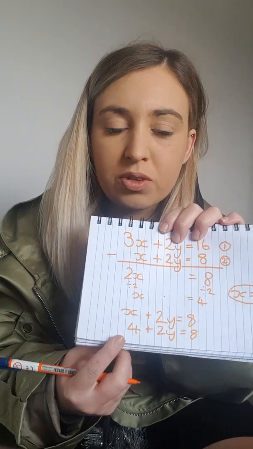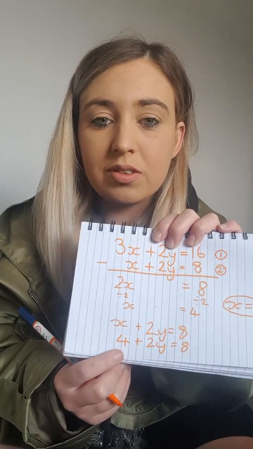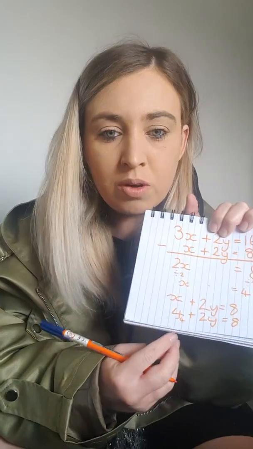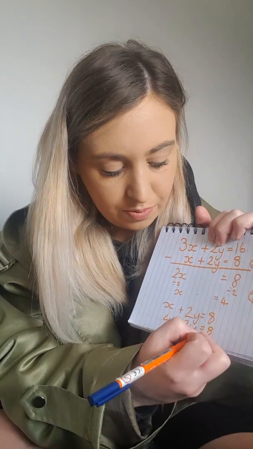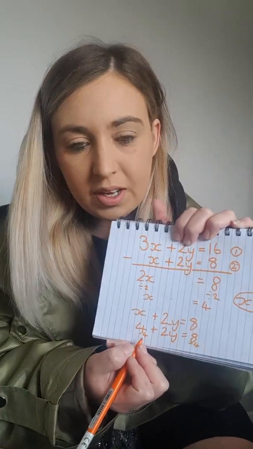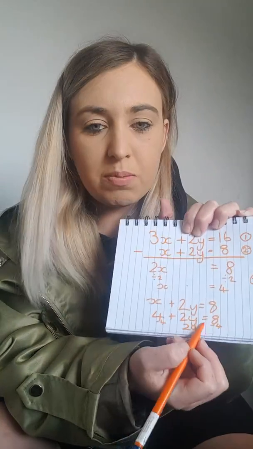So firstly, we must get rid of this 4 by doing the inverse of the positive 4, which is to take away 4. And remember, whatever we do to one side, we must always do to the other side. So those 4's will eliminate. We'll still be left with 2y on this side. And 8 minus 4 will leave us with 4.